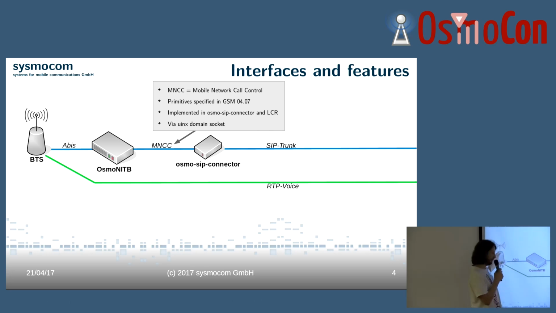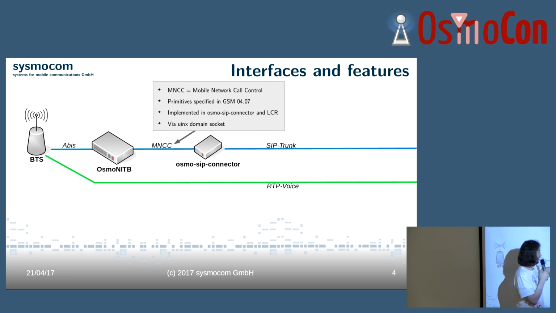Here I show the BTS, of course, and then we have the Osmo-NITB and the osmo-sip-connector. They both are connected using a mobile network call control protocol. In reality it's only primitives. The primitives are well defined in GSM 04.07, but of course, how you implement the primitives is up to you. That's a connection that happens over a Unix domain socket. So they both have to be on the same machine. But since this is a very lightweight component, it's no problem to do that.